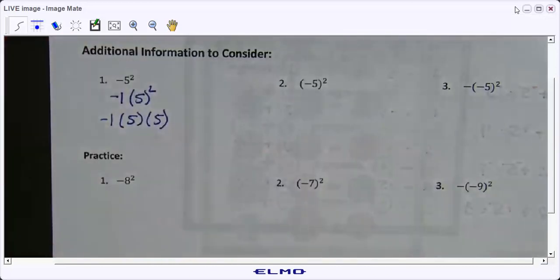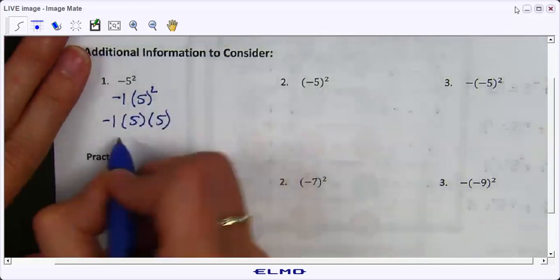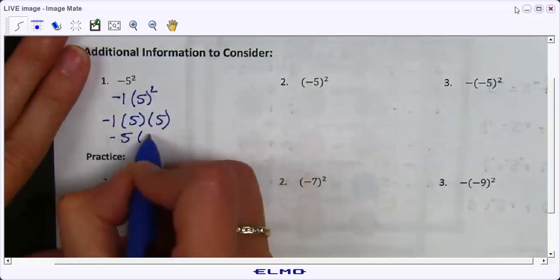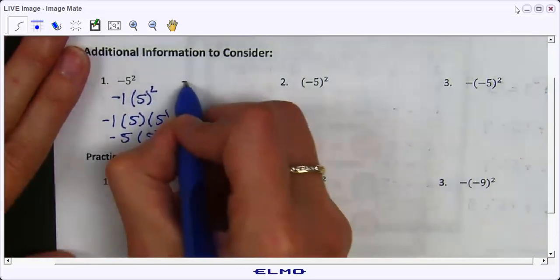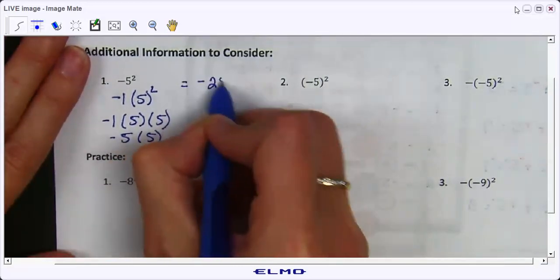Be very careful, because this is not -5 times -5, which is what you may have done in the past. And I actually used to do that too. And then I learned after teaching algebra for so many years that that was incorrect. So I'm gonna solve this problem. -1 times 5 is a -5. And -5 times 5 is a -25.